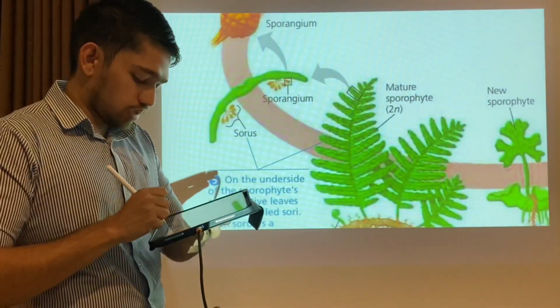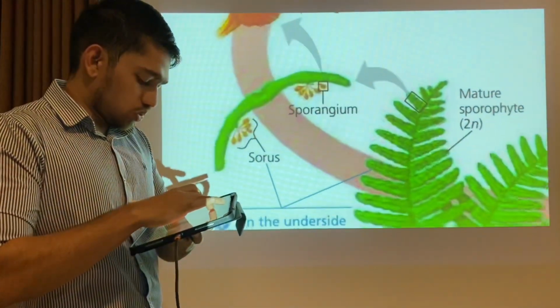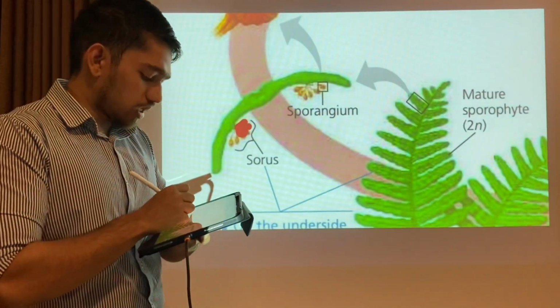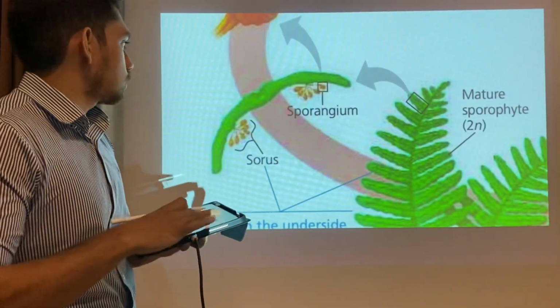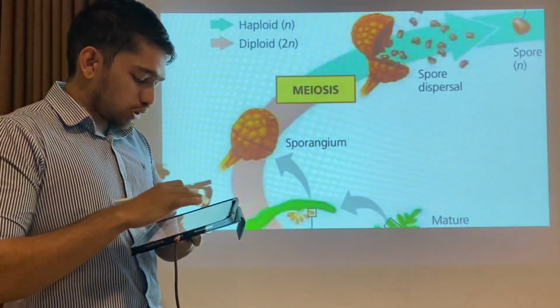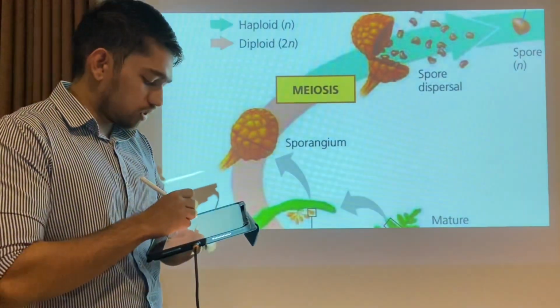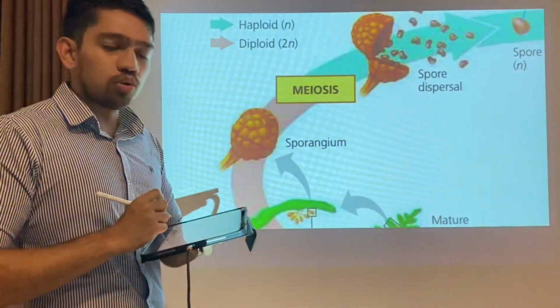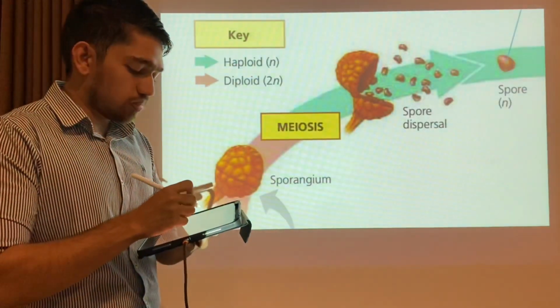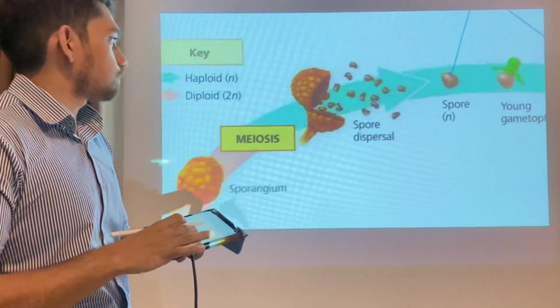So this is that sorus, right? The sorus contains a cluster of sporangia. The sporangia, the spore producing mother cells, are covered by a layer called the indusium, and when that indusium layer dries up and shrivels, the spores will be released like this, right?